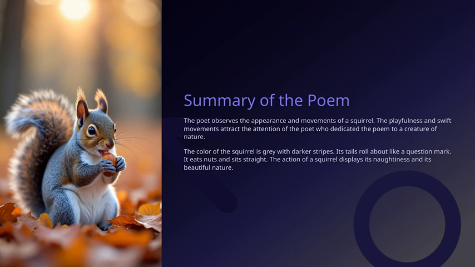Notice the description of the squirrel's color, gray with darker stripes, which adds to its natural beauty. Its tail, rolling about like a question mark, is a vivid image that shows its playful and curious personality. The squirrel is depicted eating nuts and sitting upright, which shows a mix of naughtiness and grace. Overall, the poem highlights the squirrel's lively spirit and natural beauty, connecting to the larger theme of appreciating the small, lively moments in nature. It reminds us how even a tiny creature can inspire admiration and wonder.